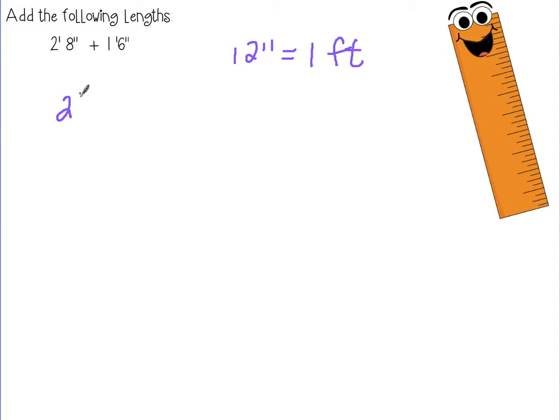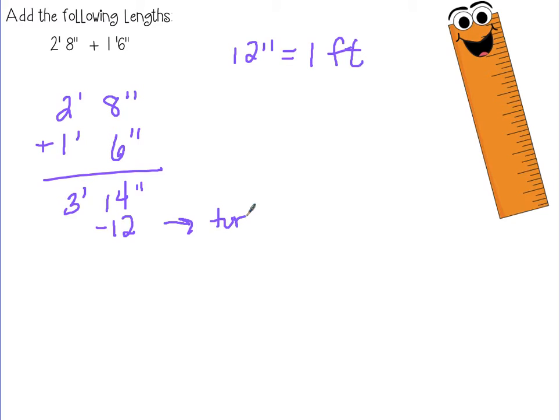So I'm going to take my 2 feet and 8 inches plus my 1 foot 6 inches. And I can say 8 plus 6 is 14. 2 plus 1 is 3 feet. I have to take 12 inches out of here so I can turn them into 1 foot, and then the 1 foot gets added on over here. So this becomes 2 inches, and this 1 foot gets added on to the 3, and I get 4 feet 2 inches.